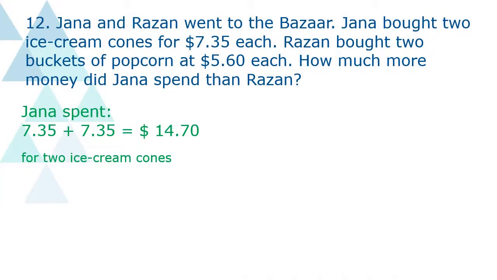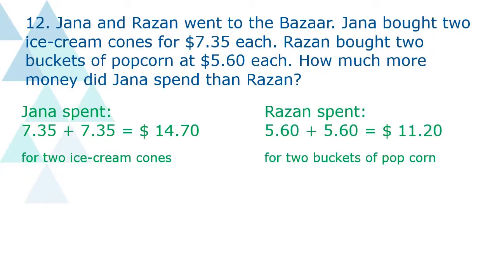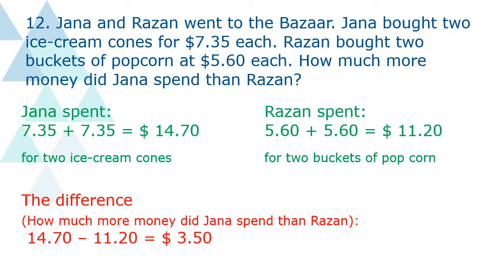First one is Jana. She spent 7.35 plus 7.35, and that is 14.70. Next is Razan. She spent 5.60 plus 5.60, which is 11.20. And last step is calculating the difference between the two amounts that Jana and Razan spent. That is, how much more money did Jana spend than Razan? So start with 14.70 since it's greater than 11.20 and subtract. You will get $3.50. Okay?